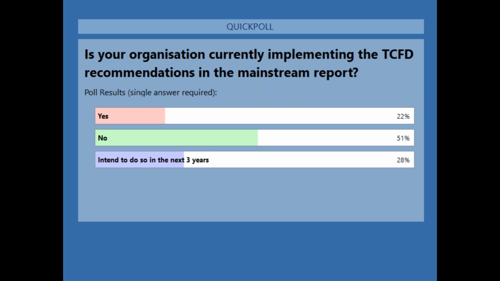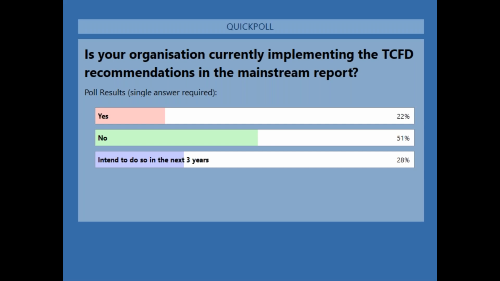So the question that we asked was, is your organization currently implementing the TCFD recommendations in the mainstream report? So we've had 22% of our audience say yes, 51% say no, and 28% saying they intend to do so. So definitely some interesting results. I'm hoping today's presentation and indeed the TCFD handbook will help those who said no with more useful tools and enable them on their journey. David or Nadine, would you like to comment on the results?